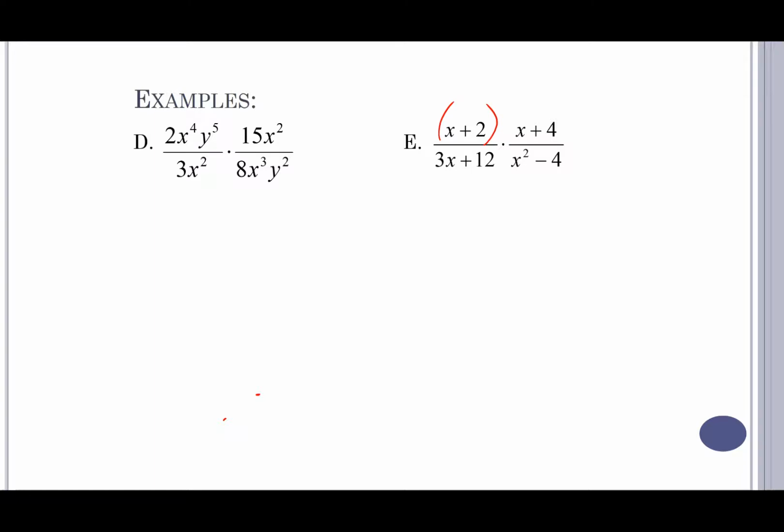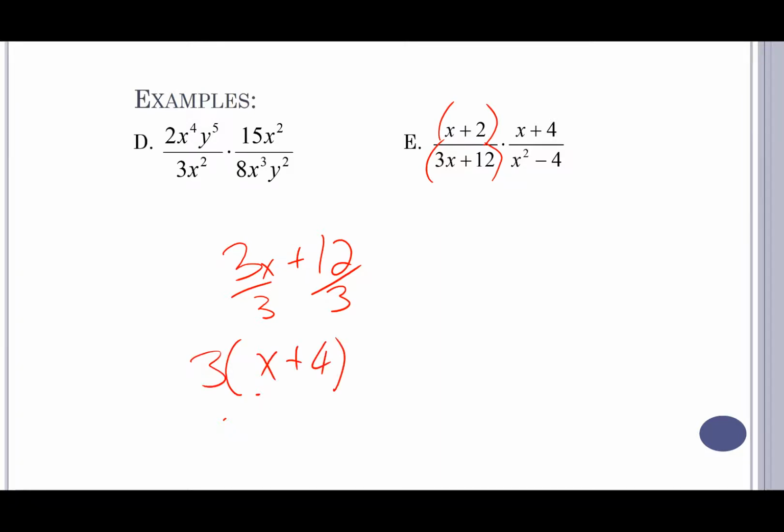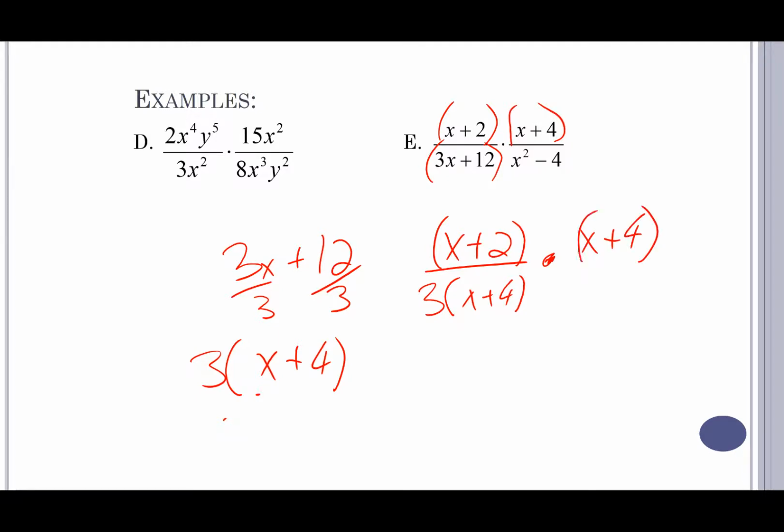So x plus 2, that group's already factored as much as it can be. The 3x plus 12, though, that can be factored. That has a GCF in it. Both terms are divisible by 3. So you can factor the 3 out and get 3 times x plus 4 there. So I'm going to simplify. We have x plus 2 on top, and the denominator turns into 3 and x plus 4. I'm going to put the parentheses on this as well, just to remind me that x plus 2 is grouped together. So for the other fraction, the numerator here, x plus 4, I can't factor that anymore, so it's going to stay the same.